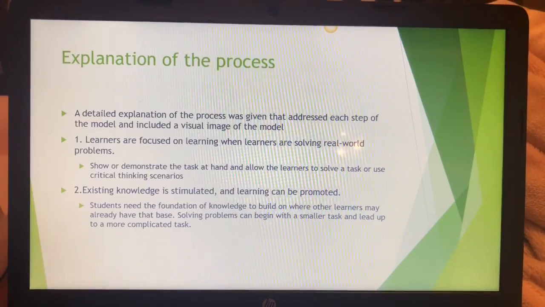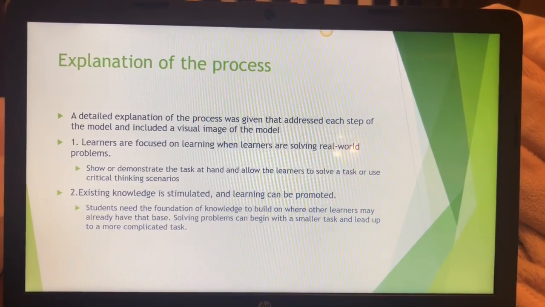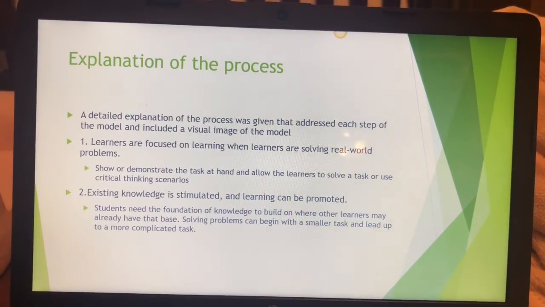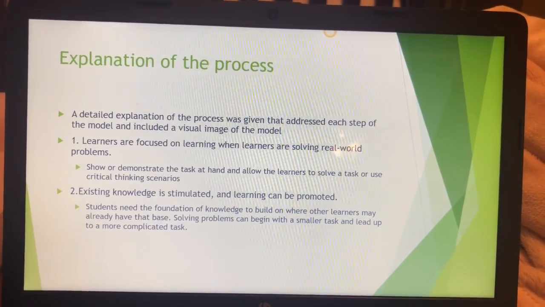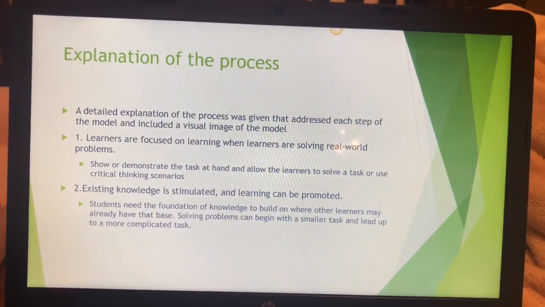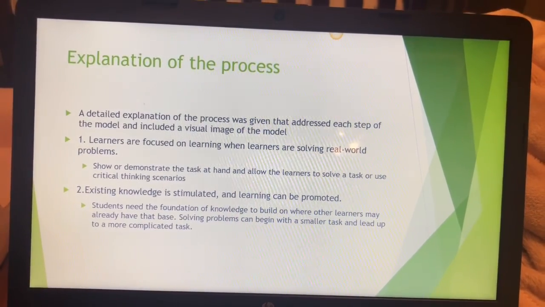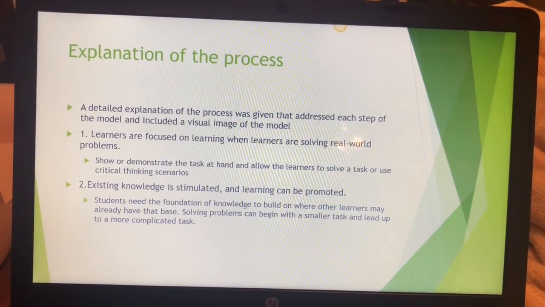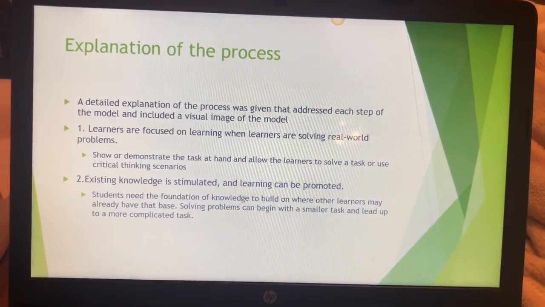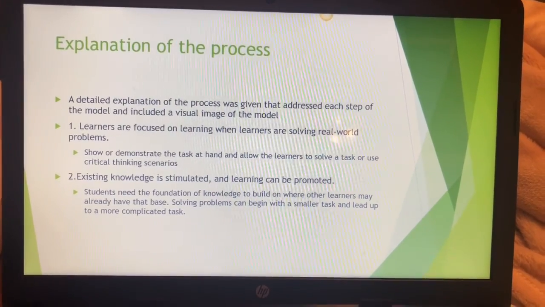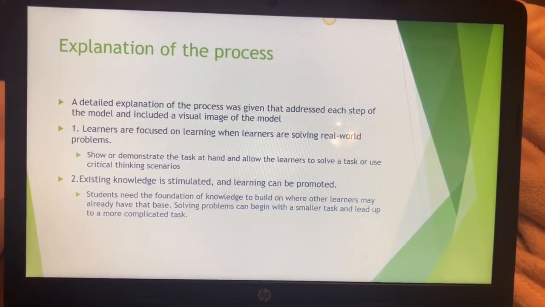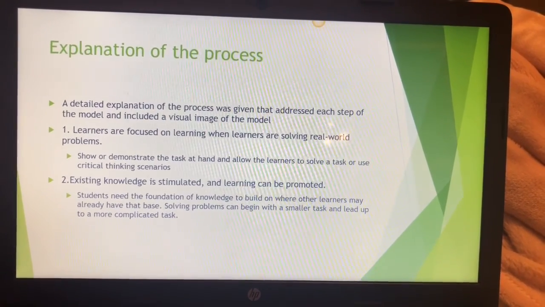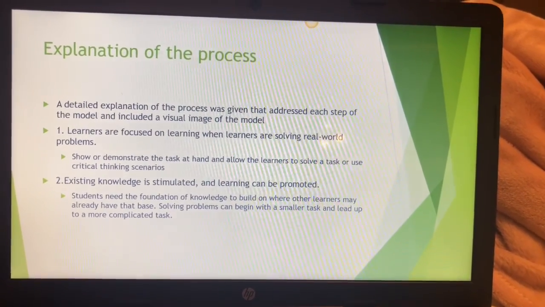A detailed explanation needs to be given, addressing each step of the model. The first principle is that learners are focused on learning whenever they're able to solve real world problems. My training program was a home health agency training competent home health aides to perform adequate personal care. We could demonstrate competent personal care and then allow the employees to actually solve things, either using critical thinking or scenarios.